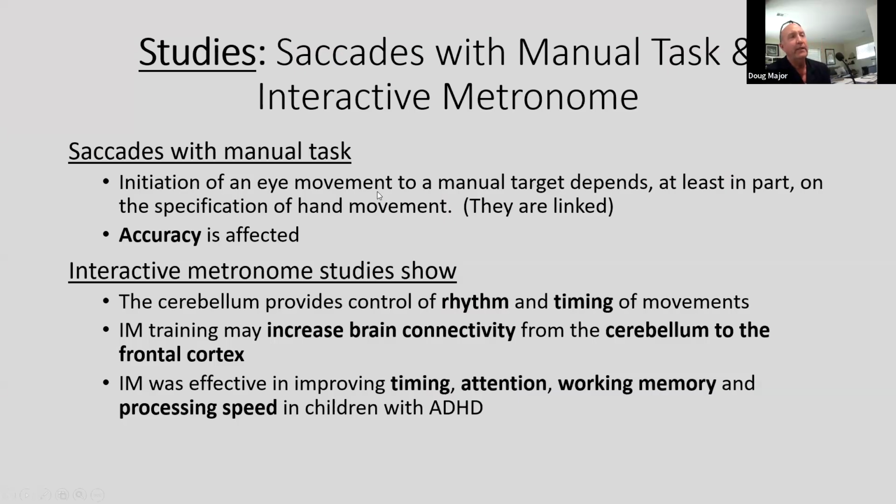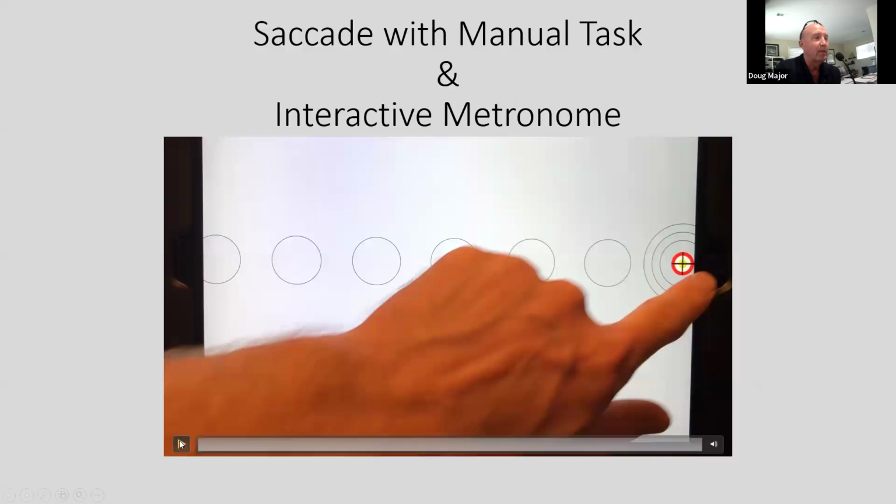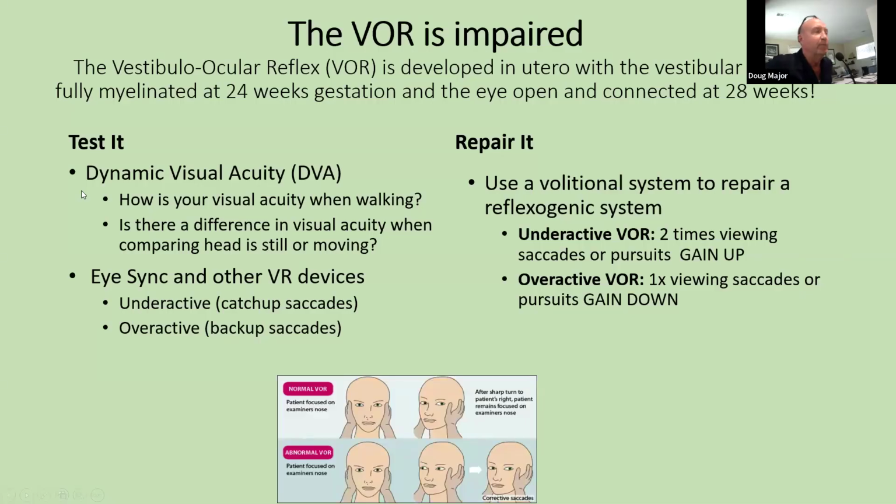And again, the idea of rhythm, that saccades with manual task and Interactive Metronome increases that connectivity between the cerebellum and the frontal cortex, and improves timing, attention, working memory, processing speeds, all these things, to add that auditory component. And this is of course the metronome with the interactive. So when the VOR is impaired, we measure that with dynamic visual acuity.